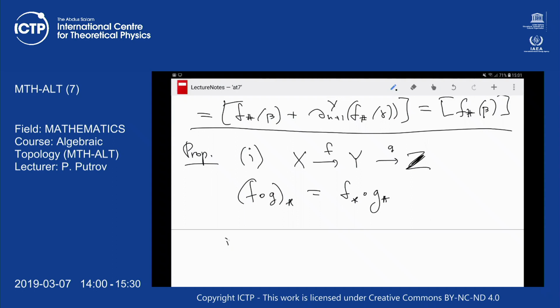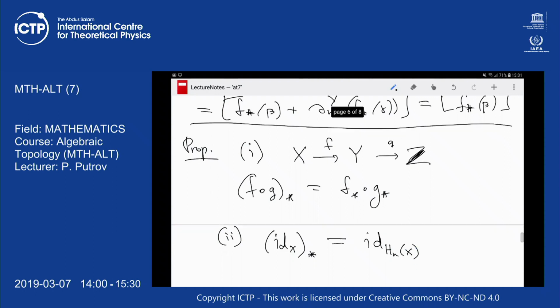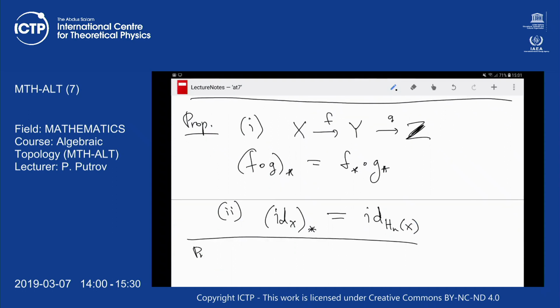And the second property is that if you have the identity acting on X and we consider its push forward, it will be the identity homomorphism acting on Hn of X. These properties are more or less obvious.